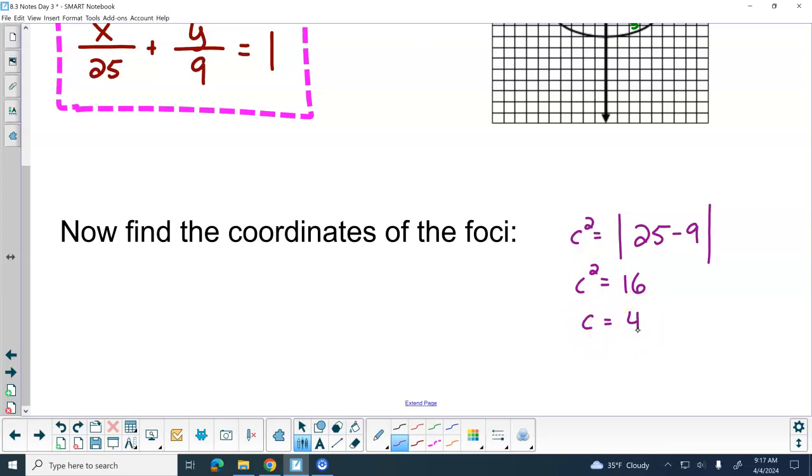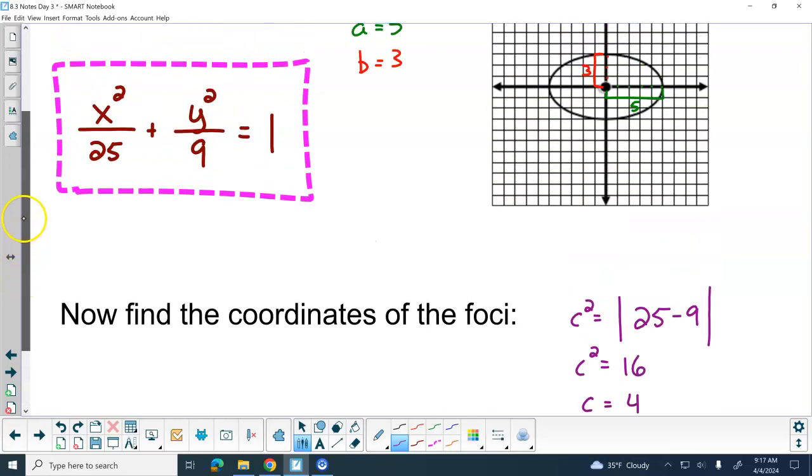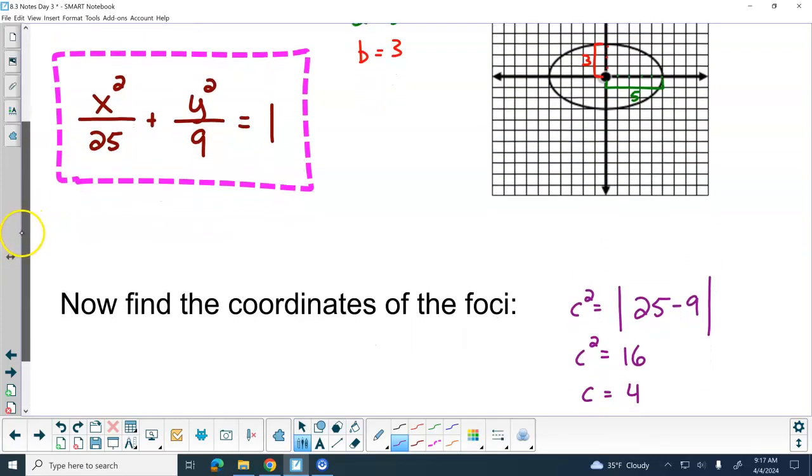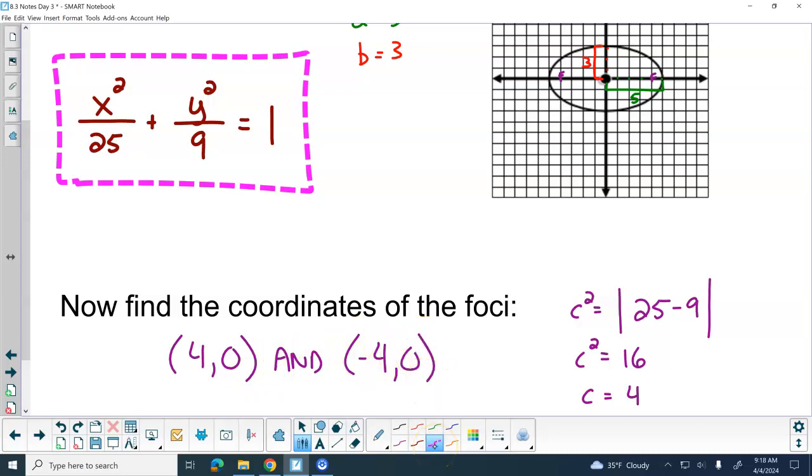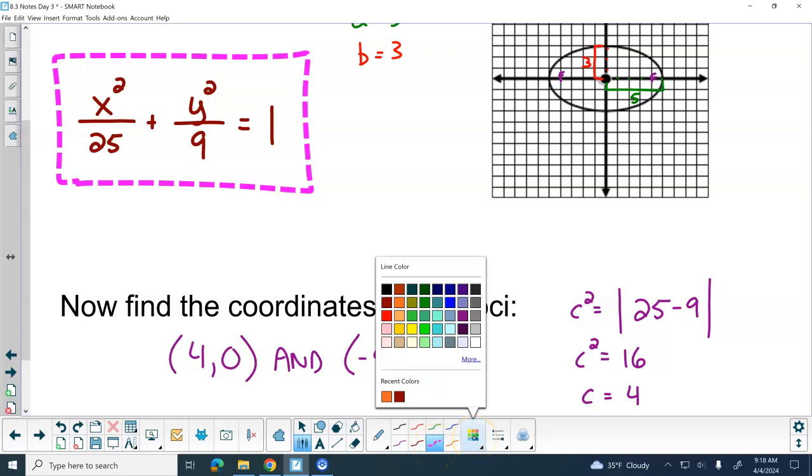Okay, c is 4. Which direction from the center would my foci be? Left and right or up and down? Left and right, because it's longer, right? So I go 4: 1, 2, 3, 4. There's a foci. 1, 2, 3, 4. There's a foci. Those points are 4, 0, and negative 4, 0.